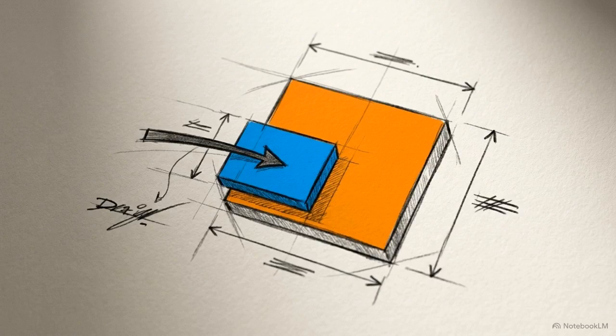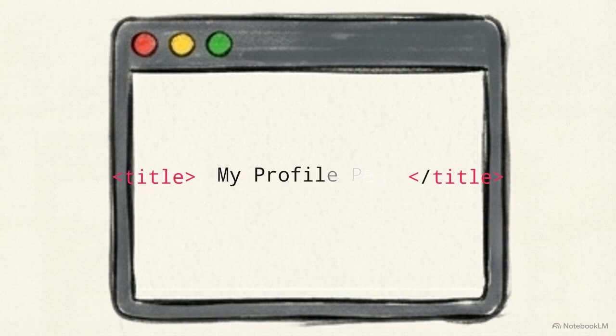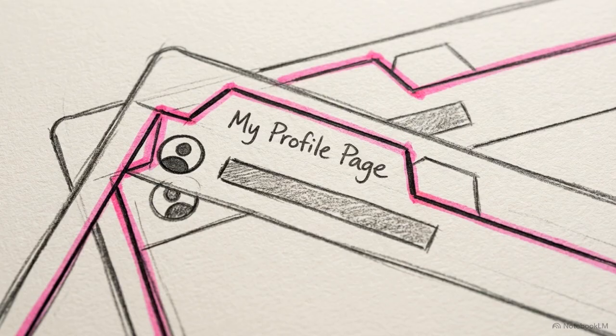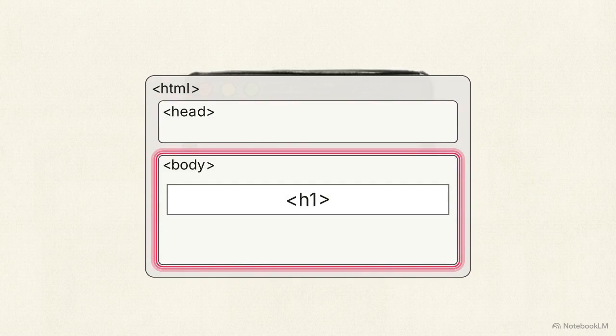Inside the head section, add a title tag. The text you place directly between the opening and closing title tags is exactly what will display in the actual tab of your web browser, rather than on the page itself. Now move inside the body tag to create our first visible text using an H1 or heading 1 tag.